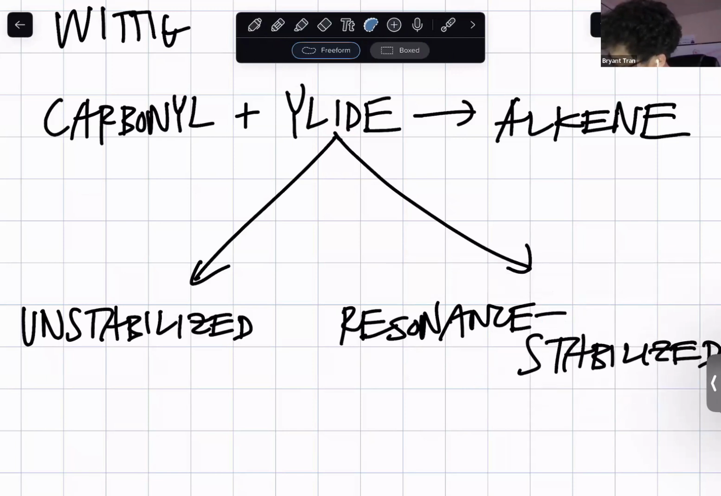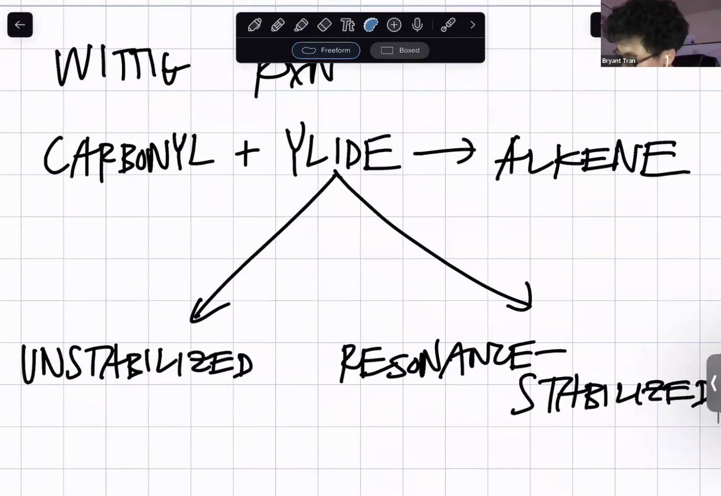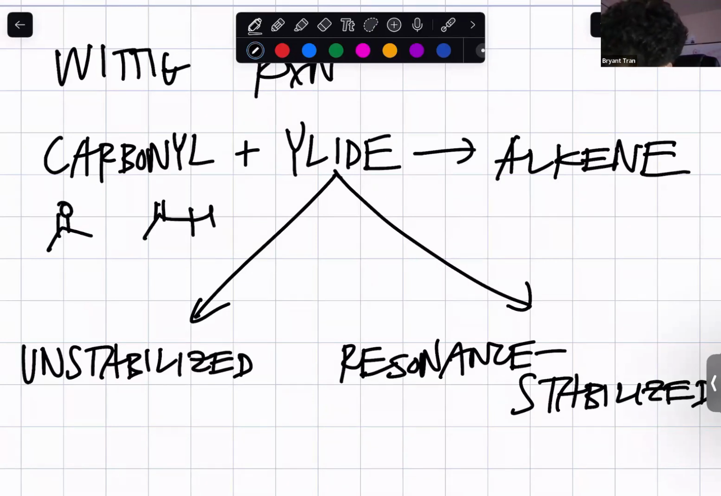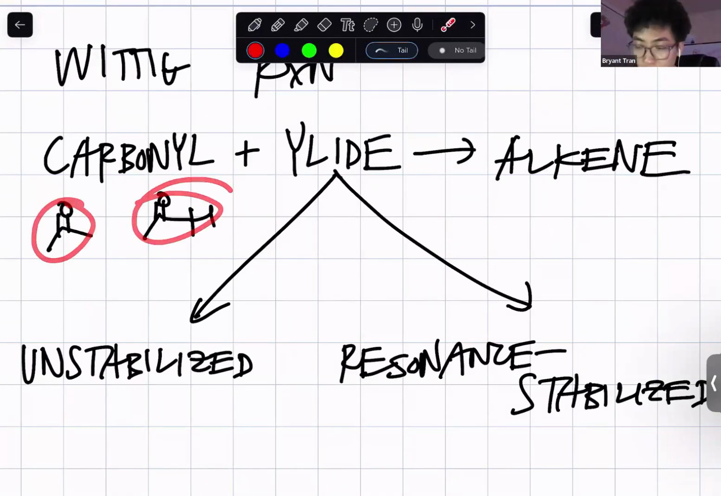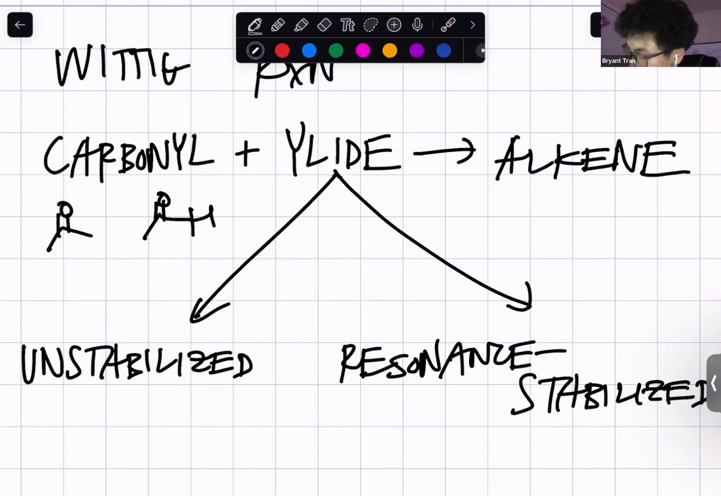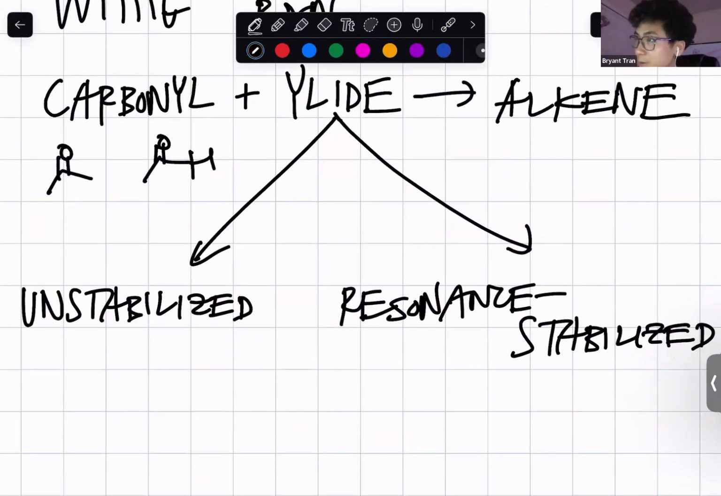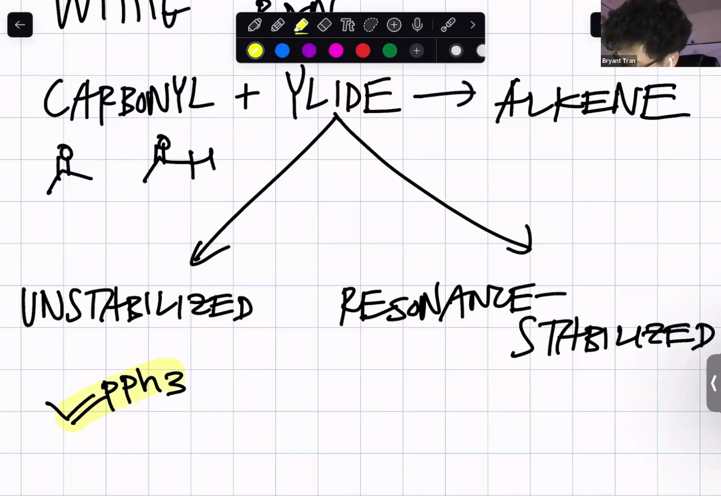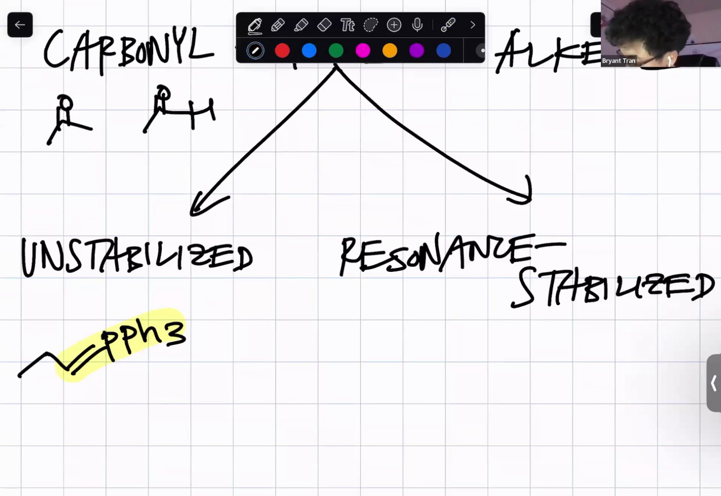I'm going to give you guys examples of each. So we already know what a carbonyl is, right? It could be a ketone, it could be an aldehyde. In this case, we're going to focus on ketones and aldehydes. There are more carbonyls like carboxylic acids, esters, amides, and acyl anhydrides, but that's for 118C. We're going to worry about ketones and aldehydes here. An ylide is going to be something like this: a carbon double bonded to a phosphorus PPh3. This is the ylide portion right there, and that is the exact same thing as this.